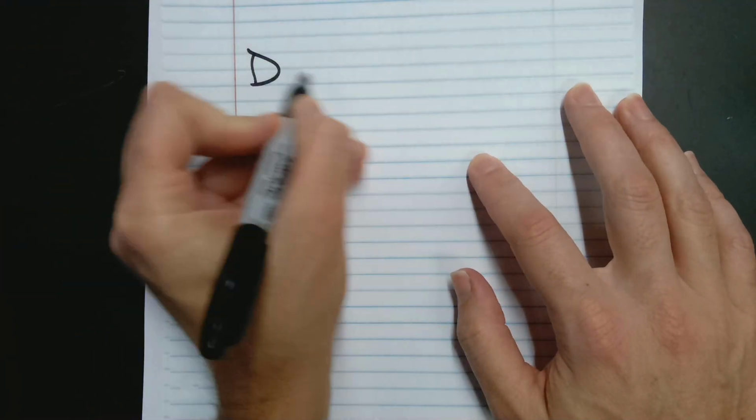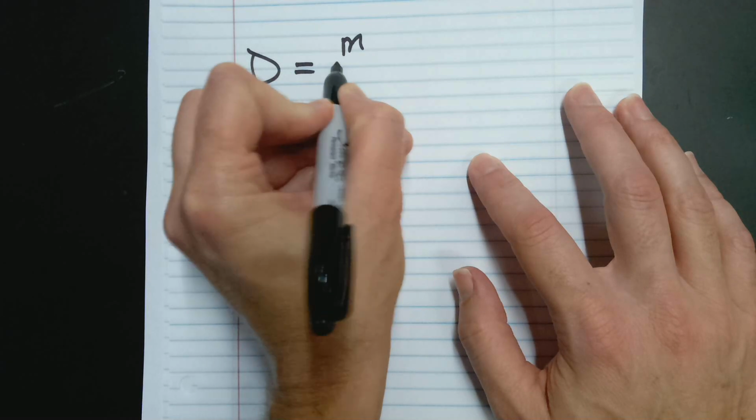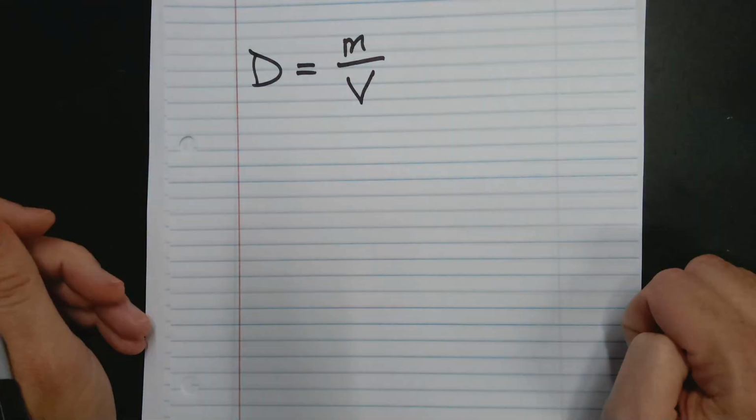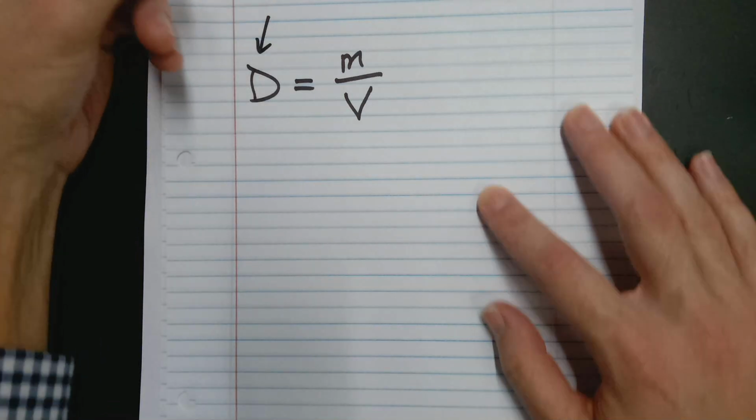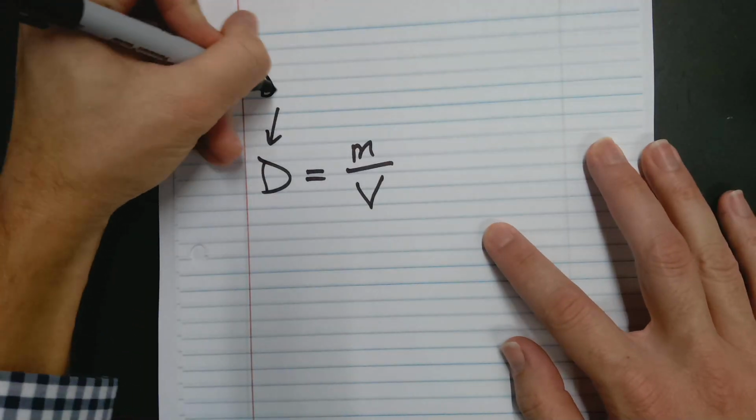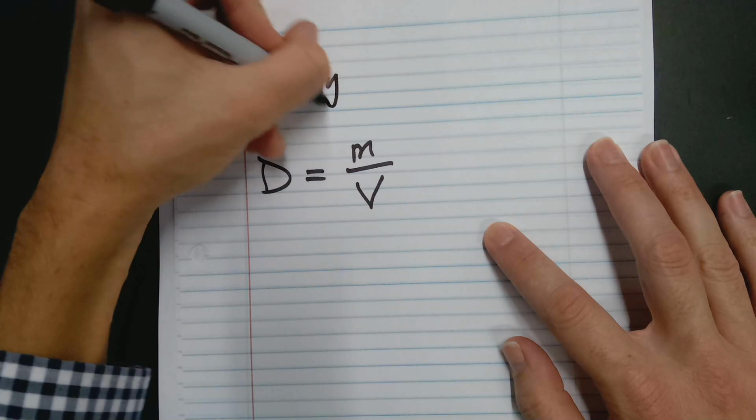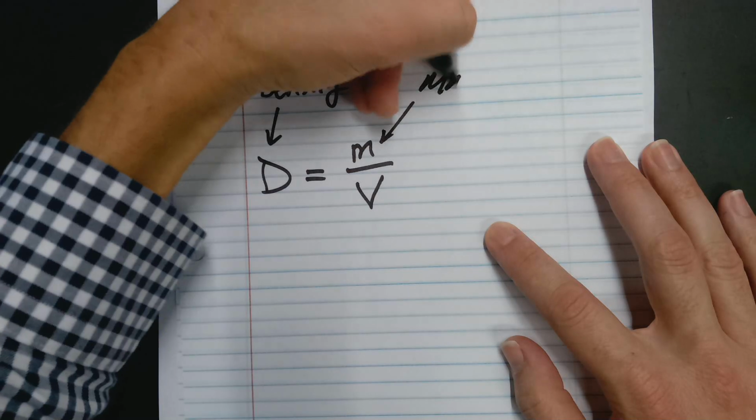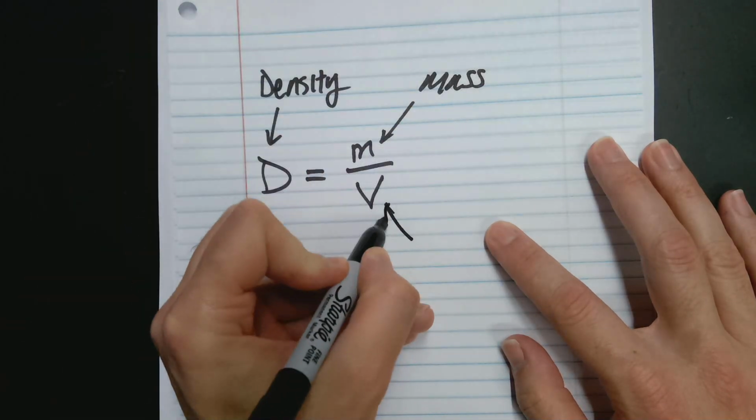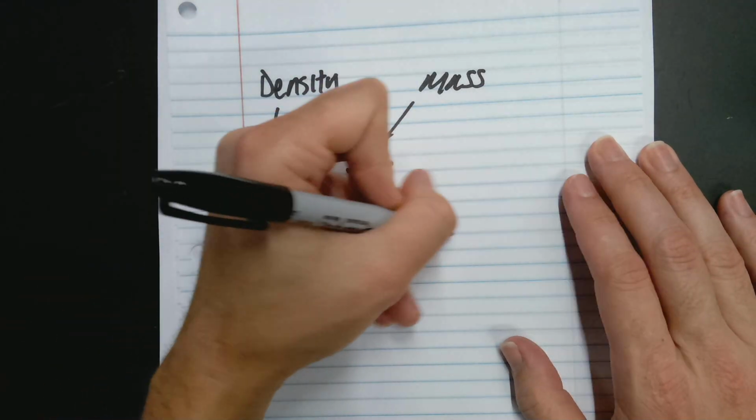Okay, in this video I'm going to show you how to solve density problems. So in class, we said that density is just the ratio of the mass and the volume of a substance. So here, D is going to represent our density, M is going to represent our mass, and V is going to represent our volume.